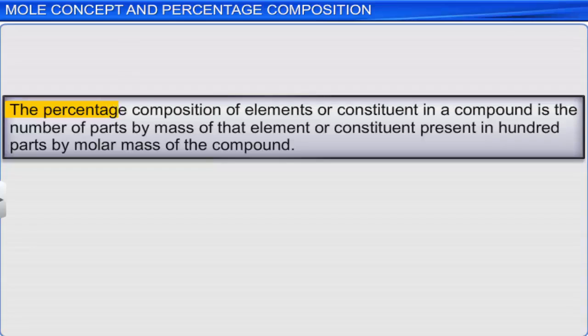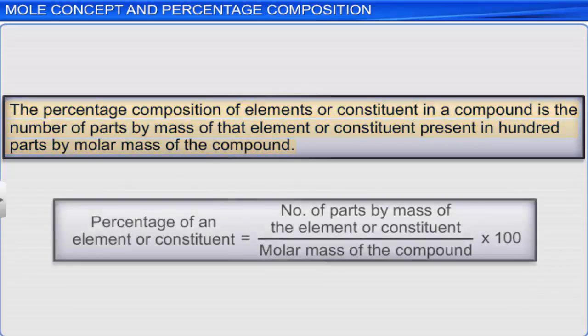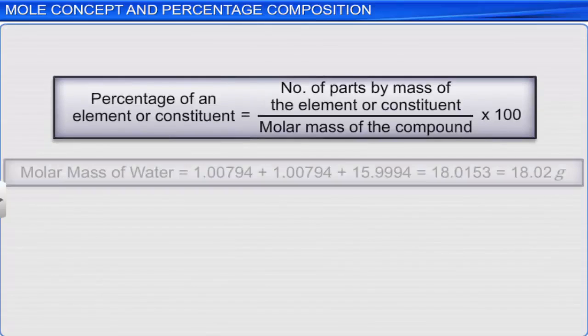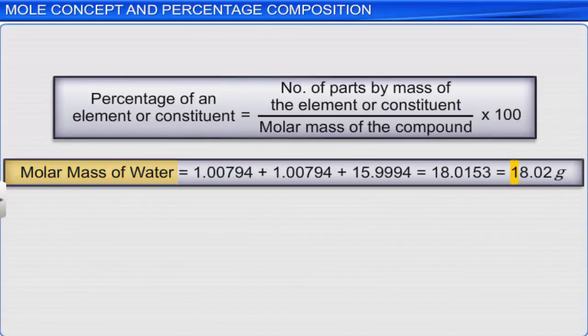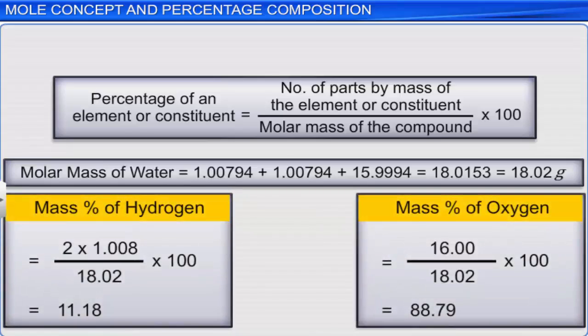The percentage composition of elements or constituent in a compound is the number of parts by mass of that element or constituent present in 100 parts by molar mass of the compound. Let's look at an example. We know that the molar mass of water is 18.02 grams. Based on this, we can calculate the percentage of hydrogen and oxygen as shown.